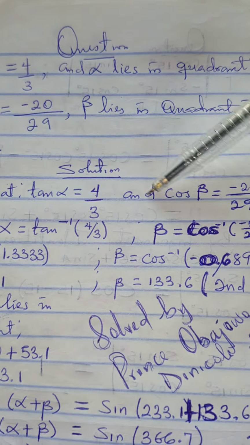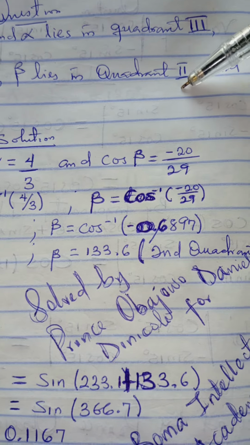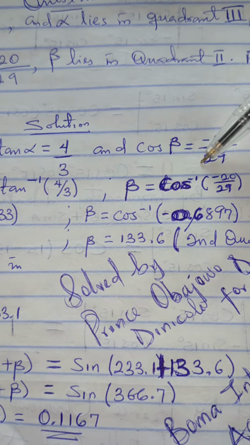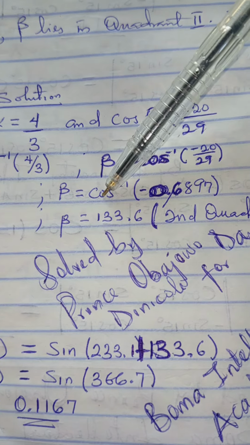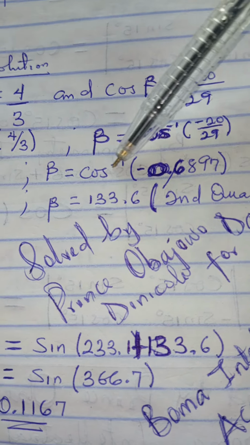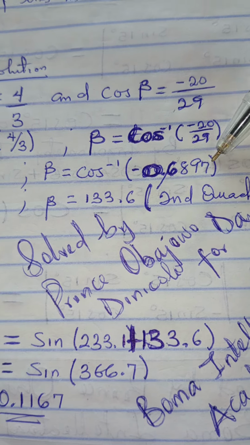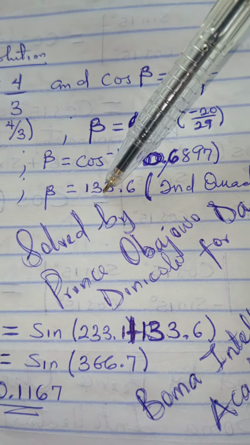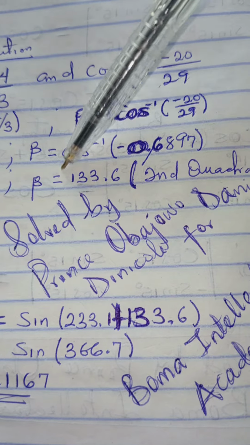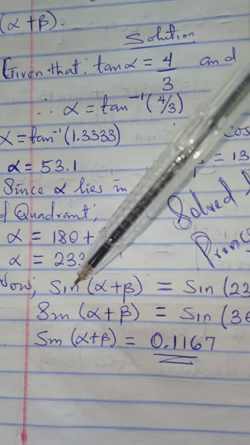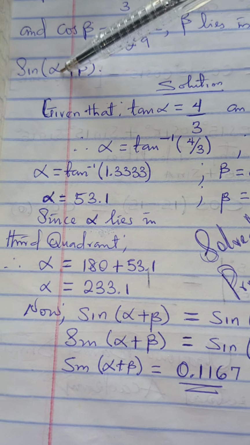What about beta? We are told that beta lies in the second quadrant. Now, the angles in the second quadrant are between 90 degrees and 180 degrees. Now, computing inverse cos of minus 0.6897, it gives us beta to be 133.6, which actually satisfies the values in the second quadrant. On that note, we can actually compute the requirement, which is sine of alpha plus beta.